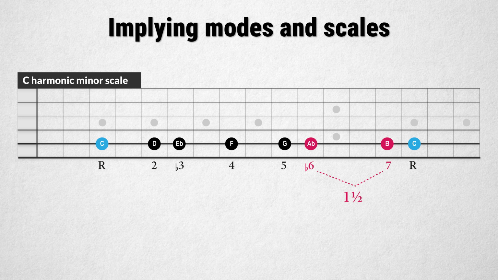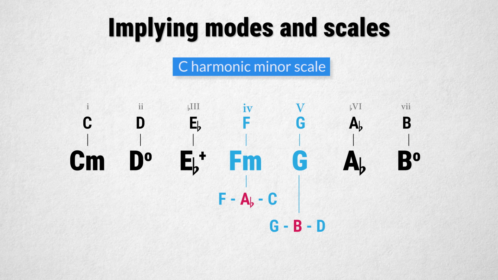The C harmonic minor scale is characterized by the 1.5 step distance between the minor 6th and the major 7th degree, the notes A flat and B. Now these notes can be found in the F minor triad on the 4th degree and the G major triad on the 5th degree. Playing these triads as a triad pair over a C minor chord will outline the oriental sounding C harmonic minor scale.